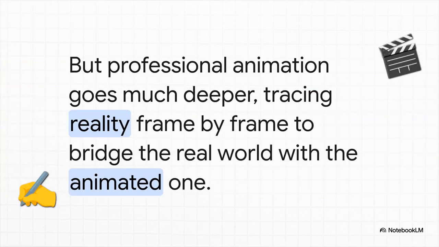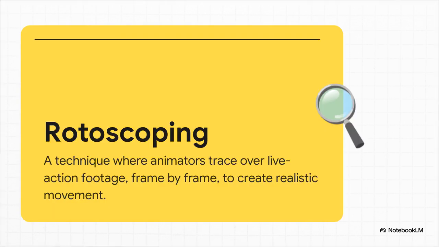But that's really just scratching the surface. To truly make an image move in a way that feels believable, especially if you want to mix it with live video, you have to turn to a much more intense and meticulous craft. It's a technique that kind of builds a bridge between the real world and the animated one. It's called rotoscoping, and get this, it was patented way back in 1917 by a guy named Max Fleischer.